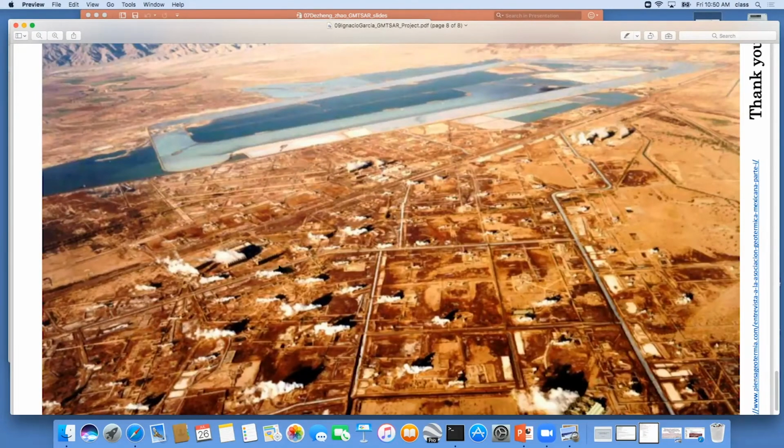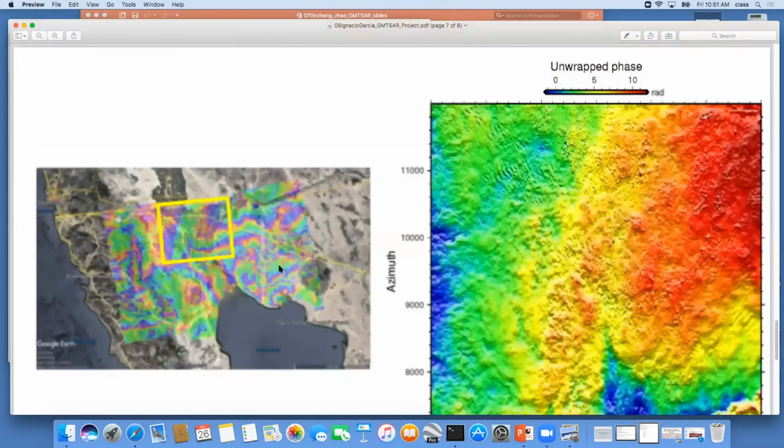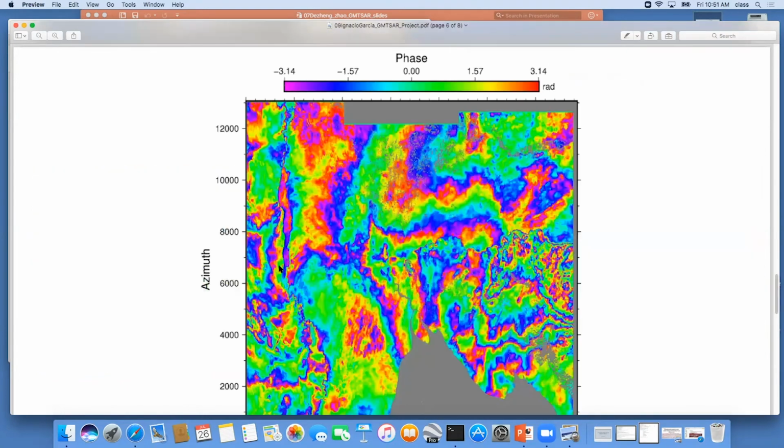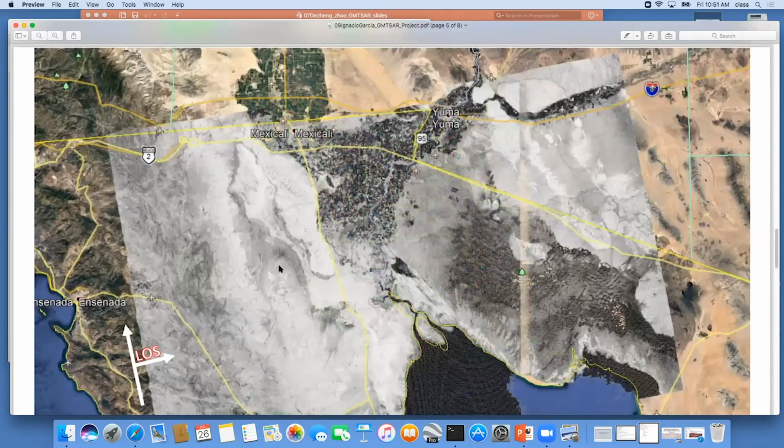If you go back to the correlation map, where's the geothermal site? The geothermal is here, right there. This is the lagoon, the geothermal pond. And this is the volcano.